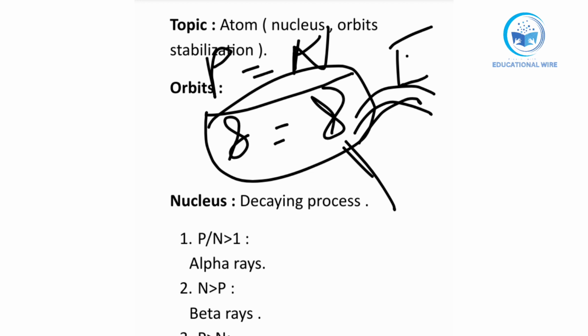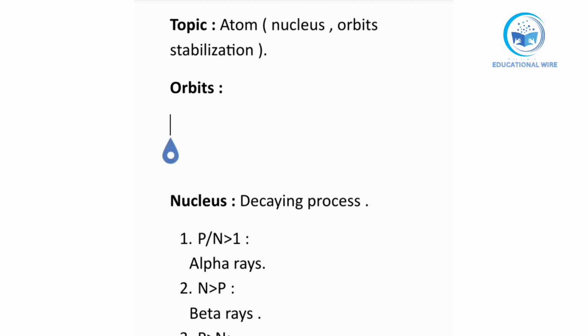So these are the processes for the stabilization of the nucleus. These are the four processes. One, proton and neutron greater than 1. Second, neutron greater than proton. Third, proton greater than neutron. And fourth, proton equal to neutron.